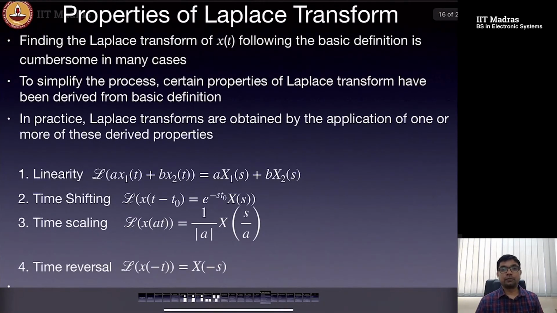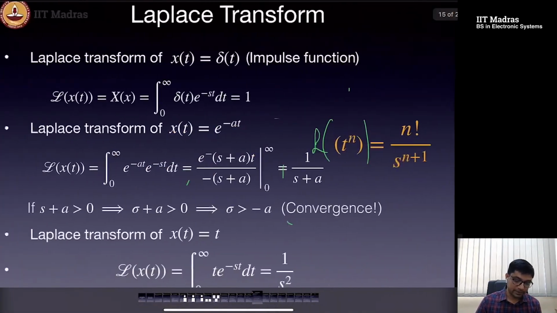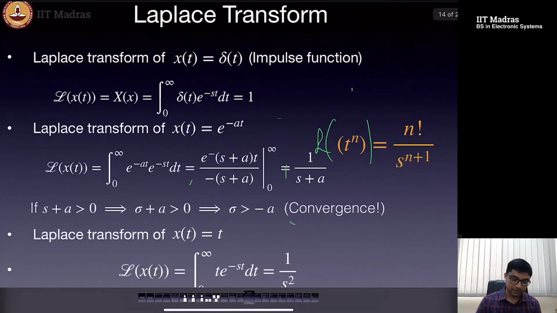Okay, so finding x(t) from basic definitions for all kinds of signals is cumbersome in many ways. To simplify, we'll just work around some very basic signals like e^(at). We had the Laplace transform of some basic signals that we derived, starting from the impulse, starting from e^(at), starting from x(t) equal to t.